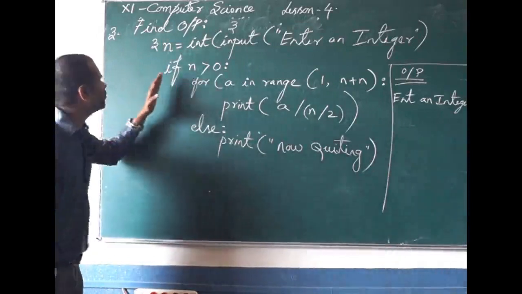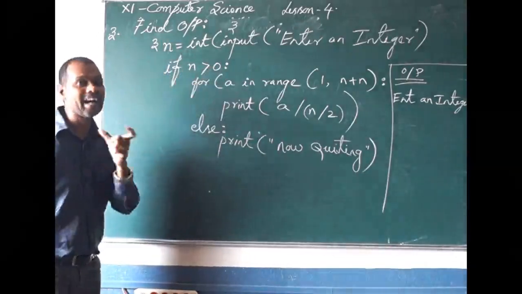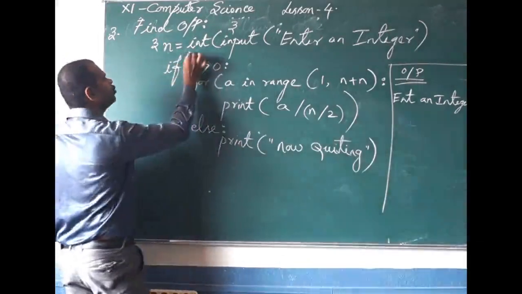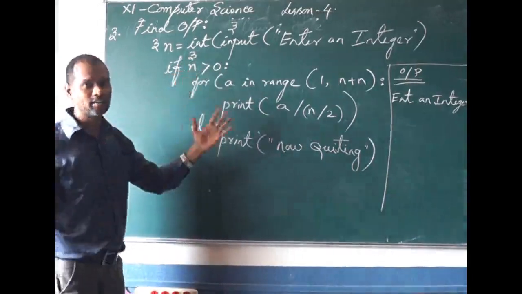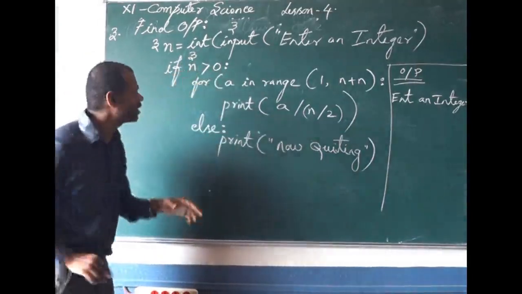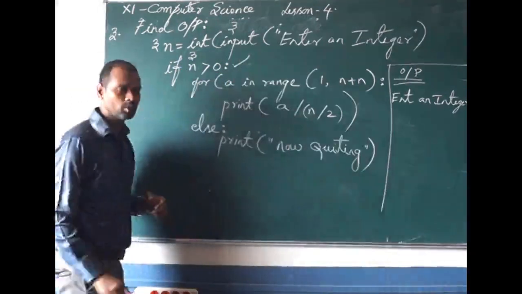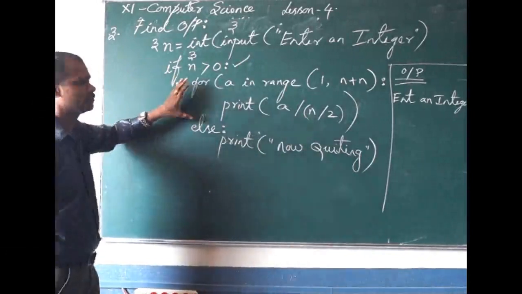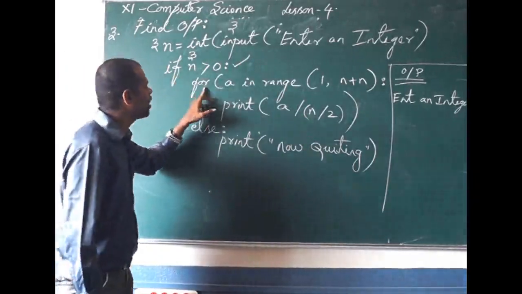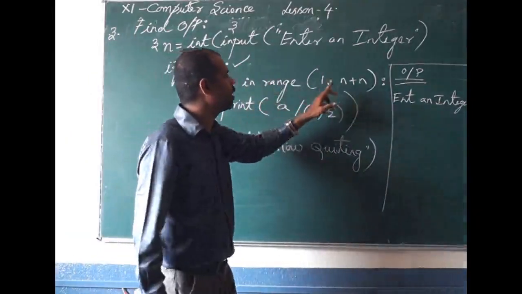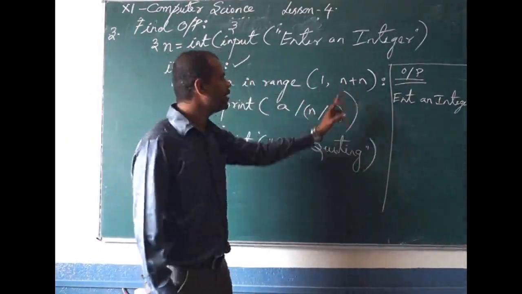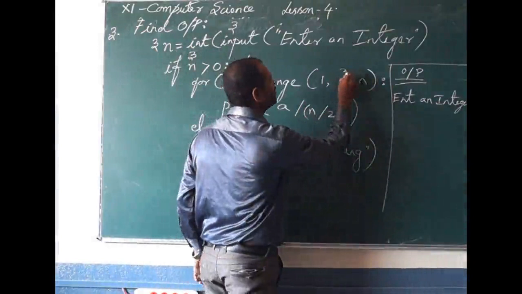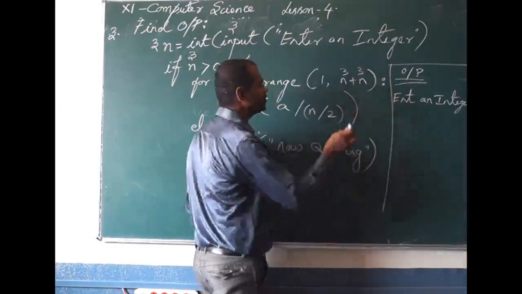Right. Now, if n is greater than 0, it's a condition. So take your pencil, above the n you write 3. 3 is big and 0 is small. Yes, absolutely this condition is true. So this part will be executed. Then for a in range 1 comma n plus n. What is n plus n? n is 3, so this is 3 plus 3.